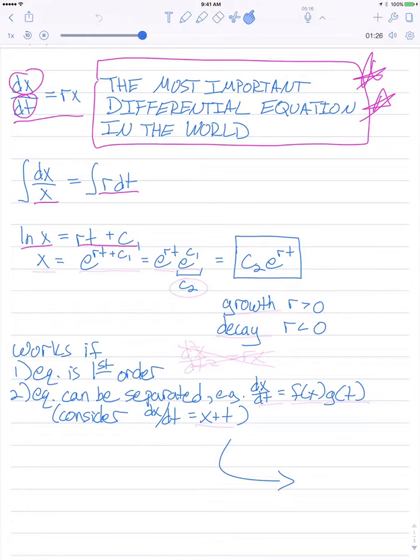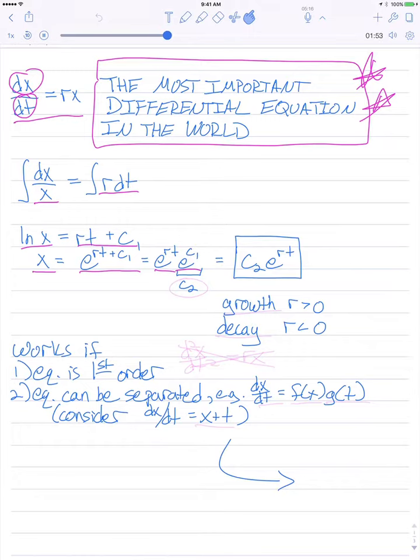We would like to solve for the unknown function x of t. So to get x alone, I have to exponentiate each side. So x is e to the rt plus c1. Now please follow this closely, because this isn't fancy math, but sometimes people miss this step. I'm going to separate this into two multiplicative terms. I can write it as e to the rt times e to the c1.